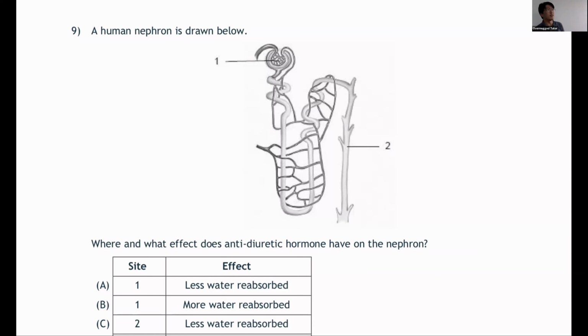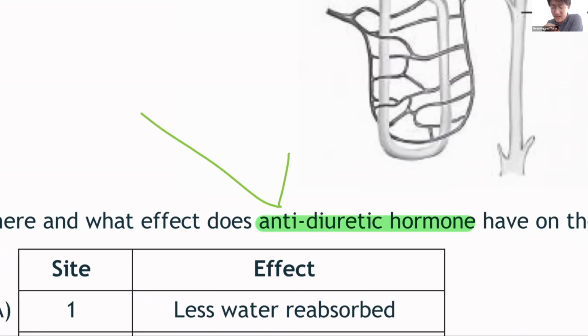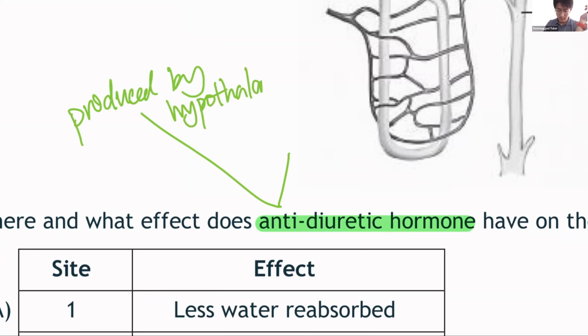Right, so ADH is released by the pituitary gland, but you realize I said released, not produced. So what produces ADH? Yes, Kaylin. Produced by the hypothalamus. Keep that in mind. ADH has kind of a liver and gallbladder relationship. The liver produces bile, then the gallbladder is the one that releases it. The hypothalamus produces ADH, while it is released by the pituitary gland.